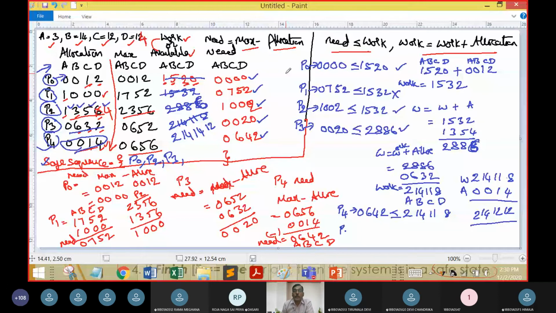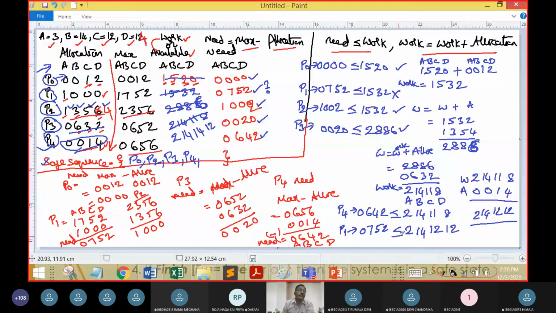Now it is going to check what P1's need is. P1's need was 0752, and whether it is less than or equal to present work. What is present work? 2 instances of A, 14 instances of B, 12 instances of C, and 12 instances of D. So all of them are greater than 0752. So now what can it do? It can say, yes, need is less than or equal to work.